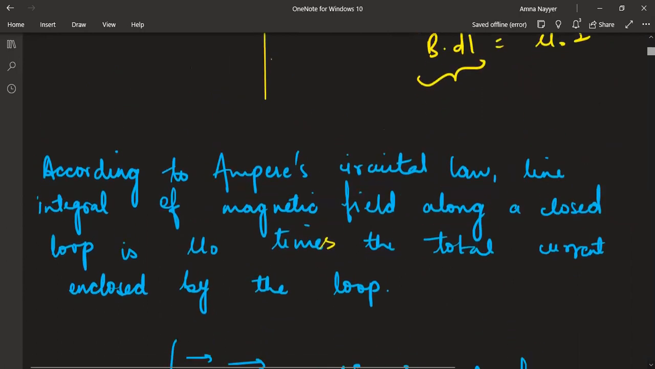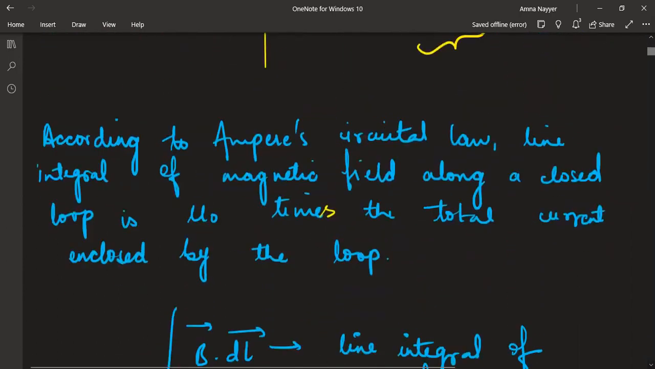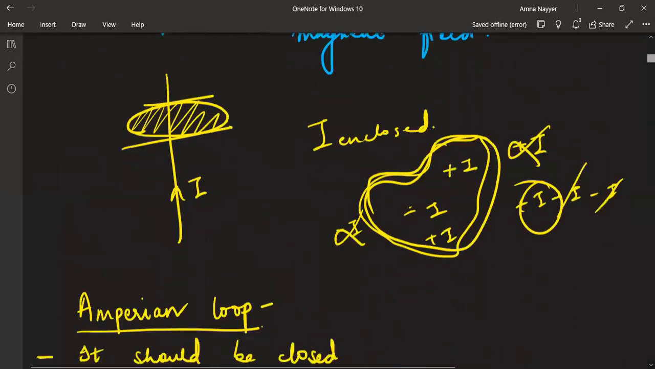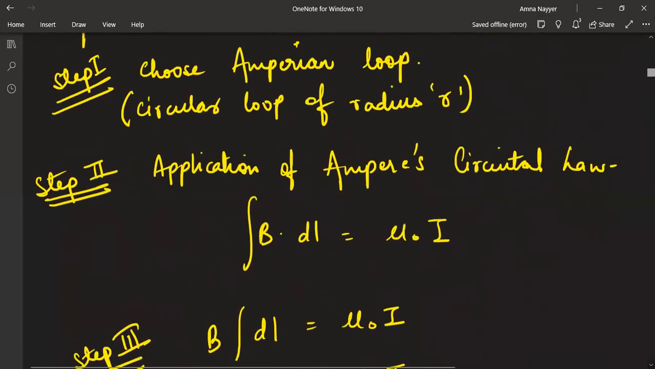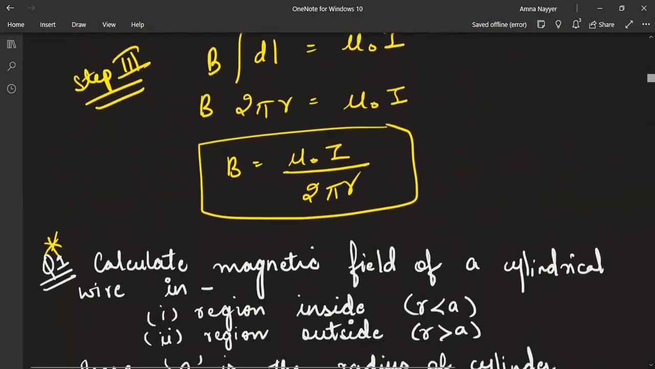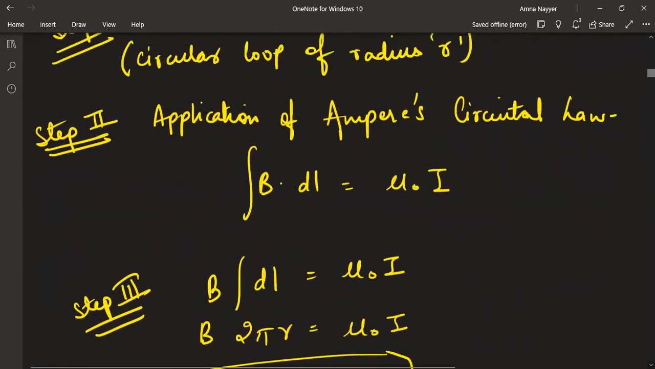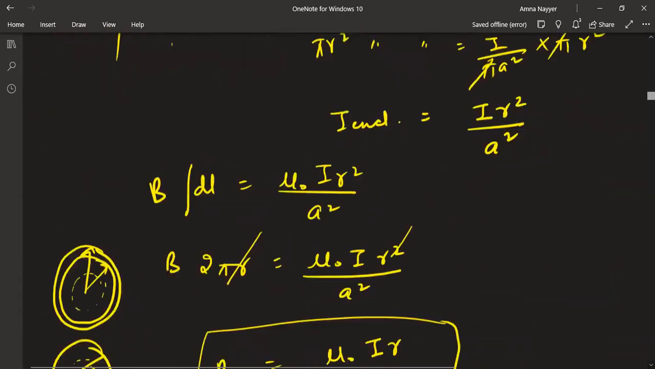So according to Ampere's circuital law, line integral of magnetic field along a closed loop is mu naught times the total current enclosed by the loop. So B dot dl is equal to mu naught I, but I has to be I enclosed, not just any I. You have to choose Amperian loop, then put the value of dl, means integrated. If it's a circle, put 2 pi r. If it's a square, then a square, whatever is the total length of the material, and then solve it. But choosing Amperian loop is must.